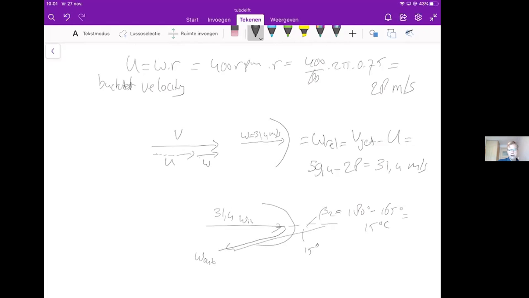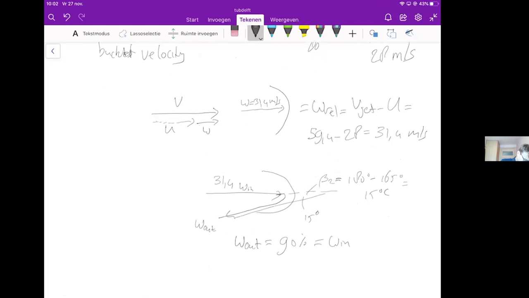Well, we also said that W out, in the beginning it was stated that the relative velocity decreases by 10% as the water travels through the bucket. So W out is 90% of W in. So W out is 0.9 times 31.4, which is something like 28.